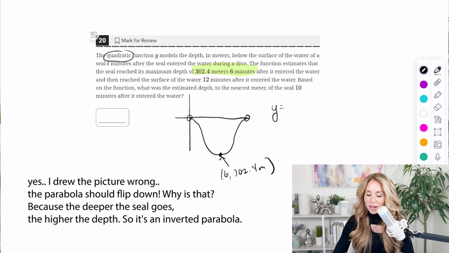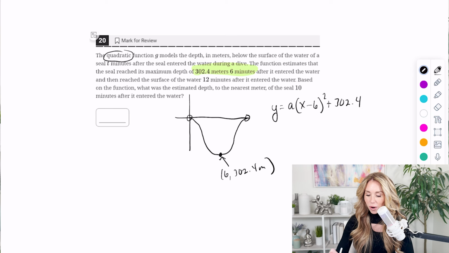So it's going to be y equals a(x minus 6) squared plus 302.4. Okay. Now we need to figure out the A value. Most of the time on the SAT, spoiler, the A value ends up being negative 16. So if you're in a pinch and you're not sure, you don't have time to figure out the A value, just put in negative 16. You'll have the best chance of still getting the point.